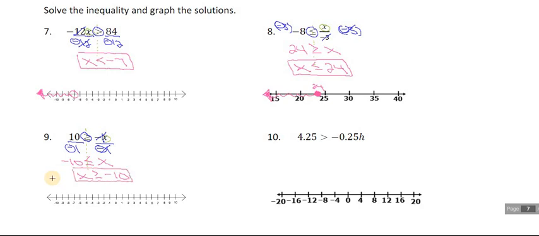Okay, so negative 10 is our target number. It gets a closed circle. And we shade to the right.